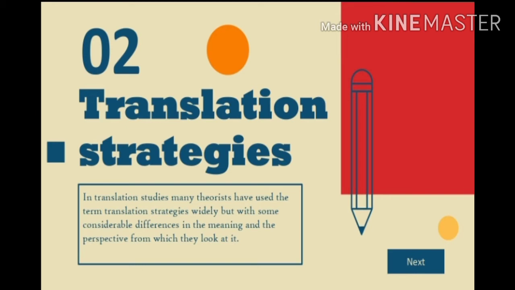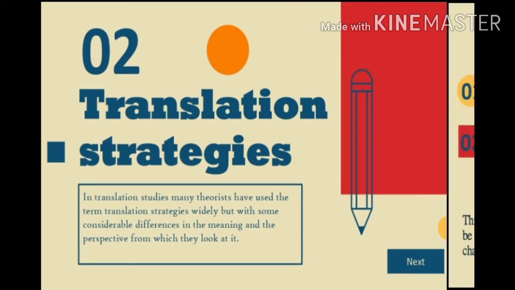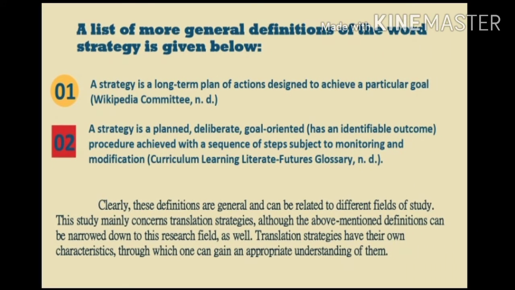So, what is translation strategy? What is meant by translation strategy here is tactics translator to translate words or groups of words. And here, another definition of strategy. According to Wikipedia Committee, a strategy is a long-term plan of actions designed to achieve a particular goal. And according to Curriculum Learning Literate Features Glossary, a strategy is a plan, deliberate, goal-oriented procedure achieved with a sequence of steps subject to monitoring and modification.